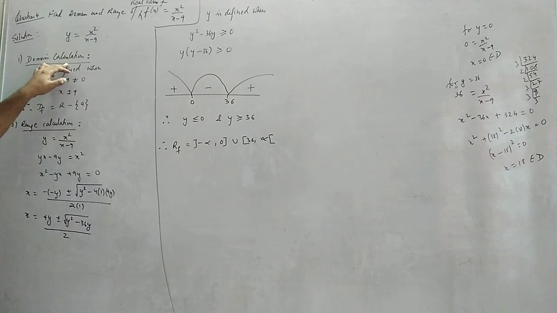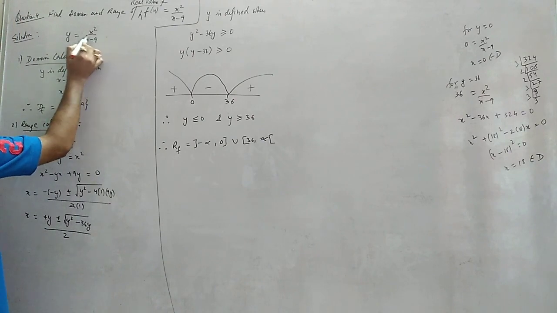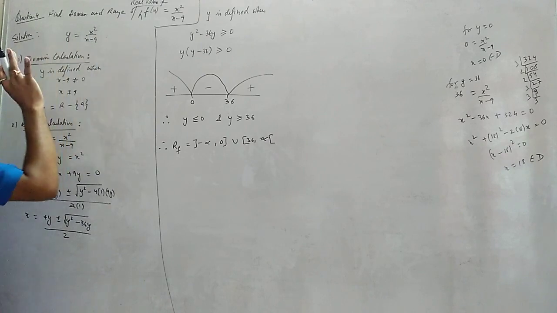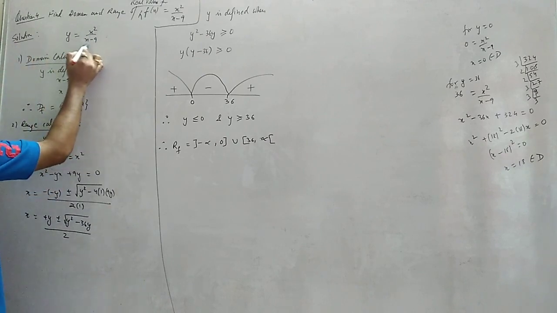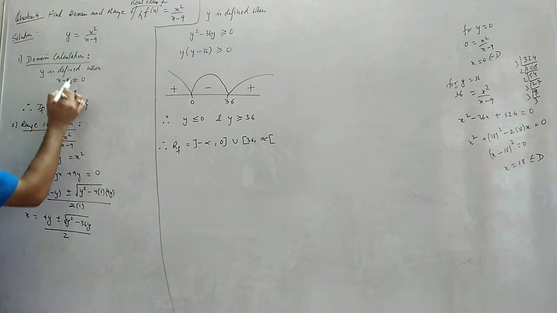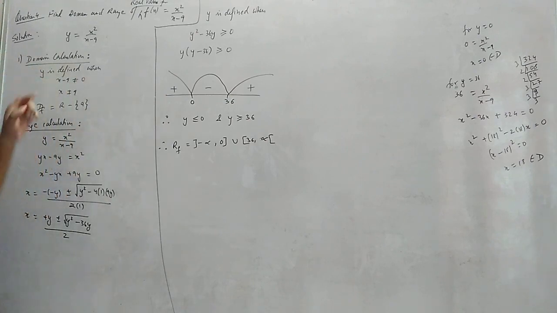First, domain calculation. Now see, which form is it? Something by something. So we see whether we have a chance of getting 0 here. x can be positive, x can be negative. If x is 9, 9 minus 9 is 0, error. That means there is a chance of getting 0. So y is defined when the denominator is not equal to 0, because 0 would give infinity. So x minus 9 not equal to 0. From there I get x not equal to 9.